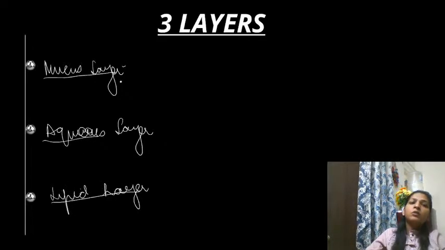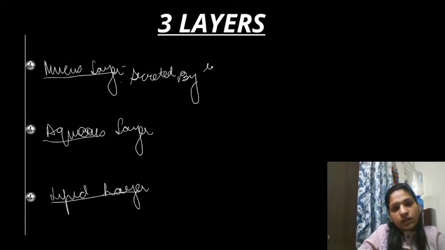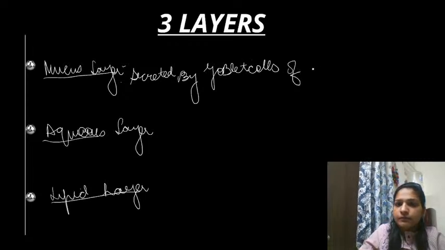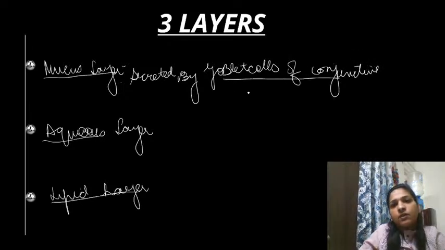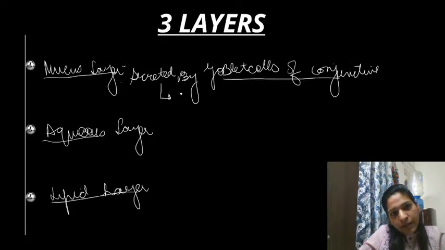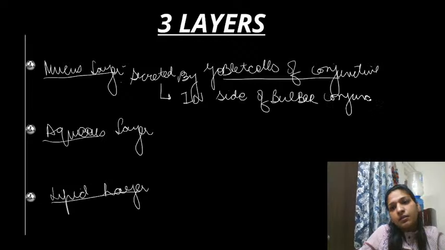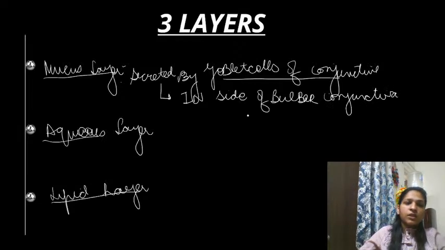Okay, now the mucus layer. It is secreted by goblet cells of the conjunctiva. The most abundant goblet cells are present on the inferior nasal side of the bulbar conjunctiva. It has the most number of goblet cells for the secretion of the tear film.